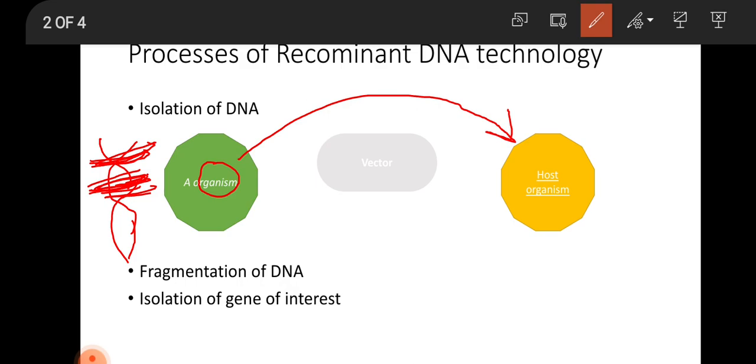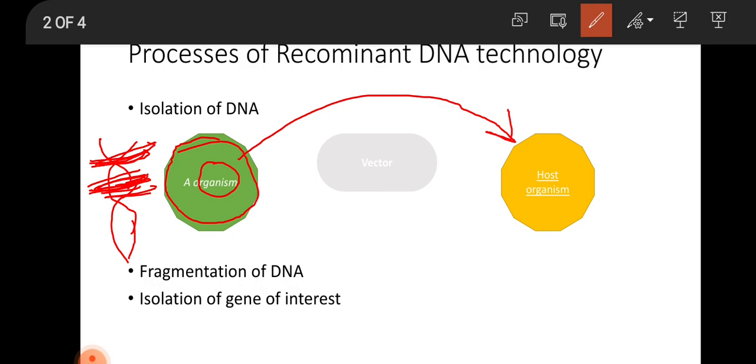So we will isolate this DNA from organism A, and then we will cut this part, the gene of interest, from organism A. The DNA has to be isolated in pure form for the action of the restriction enzymes. Second point: DNA can be released from the cells by digesting the cell envelope with the use of enzymes. This is the cell envelope, and we have to digest it by the use of enzymes.